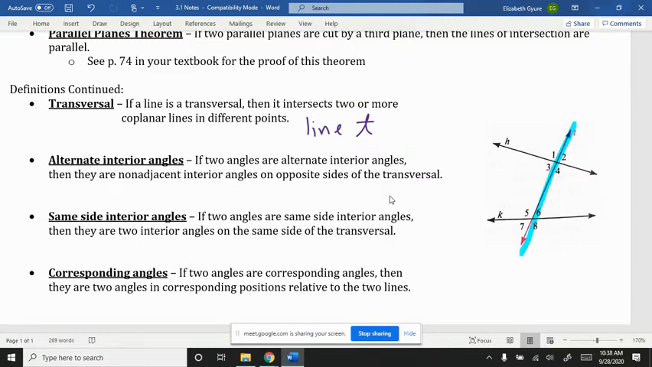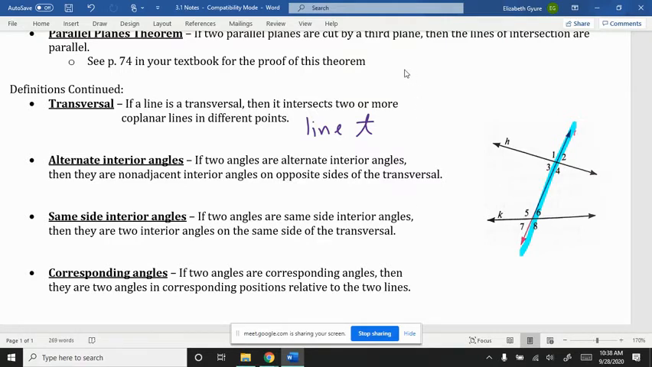So if you were trying to identify alternate interior angles, I would look first of all for your transversal, right? And it says that they are non-adjacent. So like 1 and 3 here are adjacent. That would not work, right? And it's saying they're on opposite sides of your transversal. So in this situation, your transversal is not a completely vertical direction, but like a down to up direction, right? So your two angles, if they're on either side of that, one's going to be on the left, one's going to be on the right.